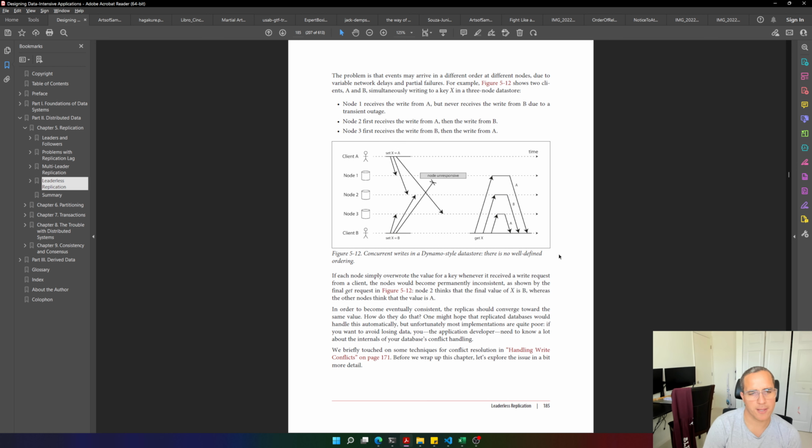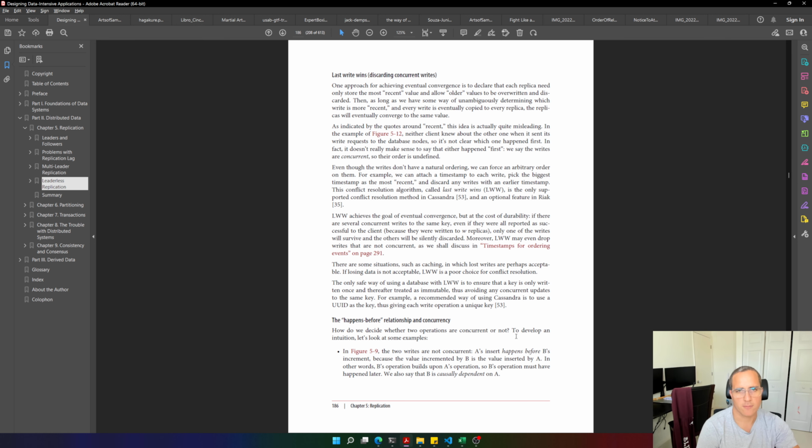We might hope that replicated databases will handle this automatically, but unfortunately, most implementations do quite poorly. If you want to avoid losing data, you, the application developer, need to know a lot about the internals of your database's conflict handling. We briefly touched on some techniques for conflict resolution in "Handling Write Conflicts" on page 171. Before we wrap up this chapter, let's explore the issue in a bit more detail.